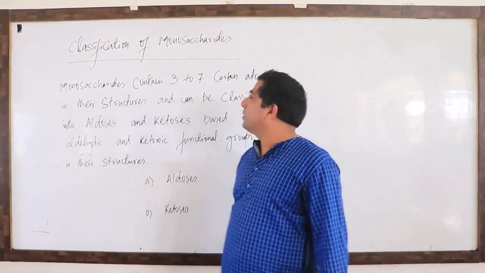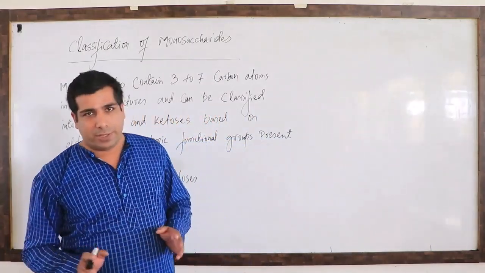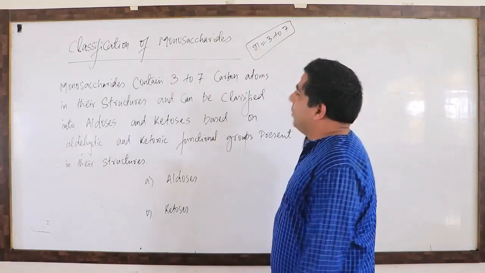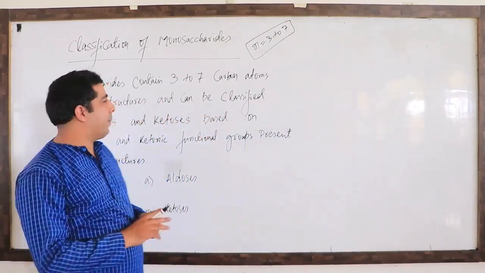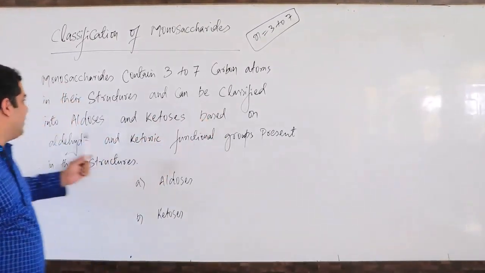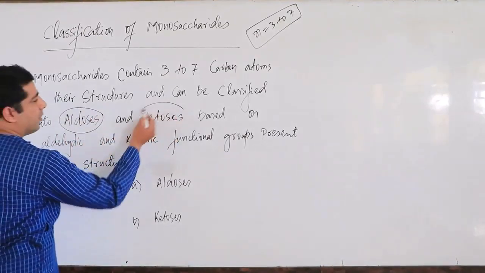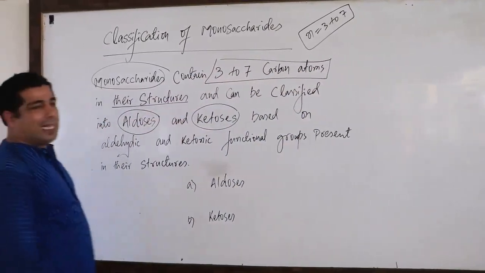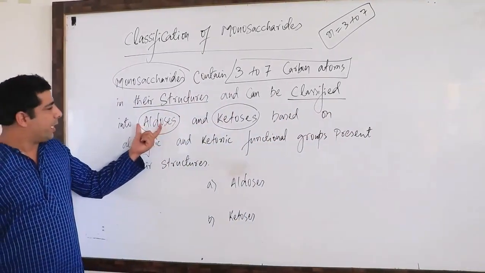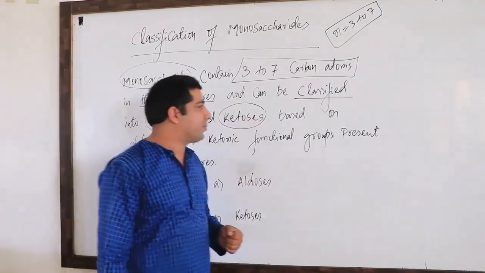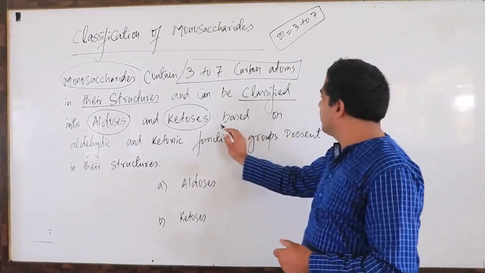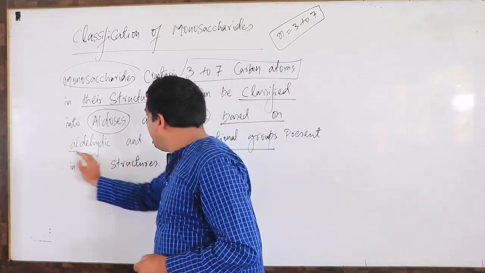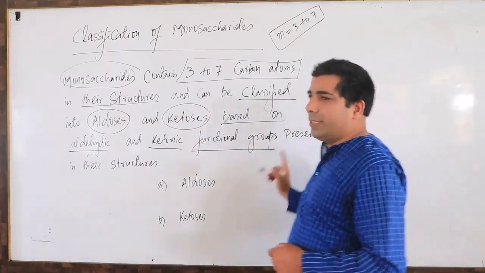If you look here, the monosaccharides contain 3 to 7 carbon atoms in their structures. That means the N value, the N factor, is 3 to 7. Okay, so let us see the classification. Monosaccharides can be classified into aldoses and ketoses. This classification is based on aldehydic and ketonic functional groups present in their structures.